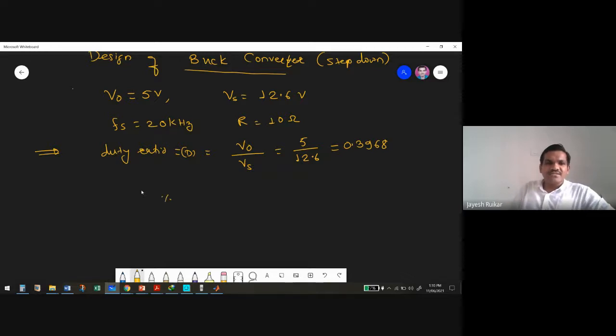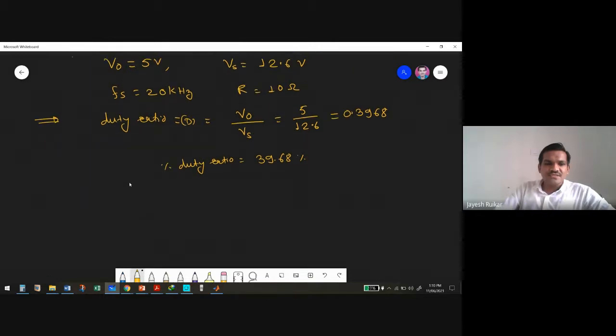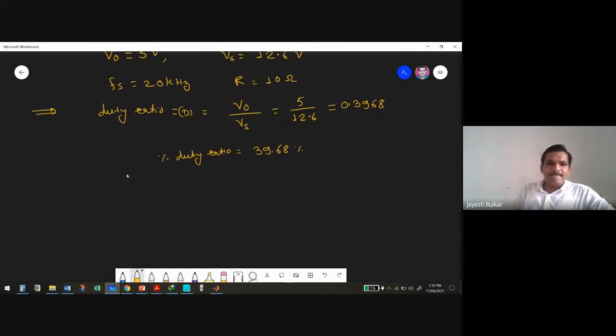Then the percentage duty ratio, which is required in order to generate the PWM pulse, is 39.68 percent. Is that fine? Next, we will find out the PWM pulse.